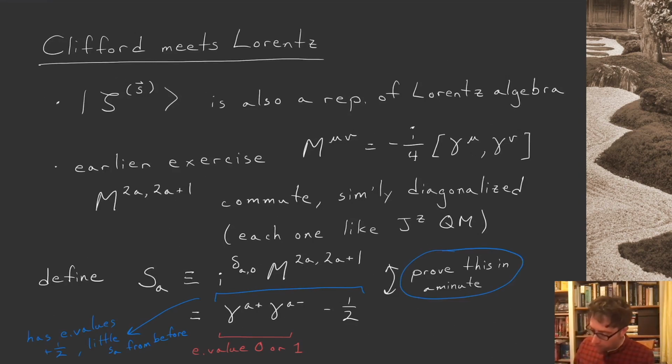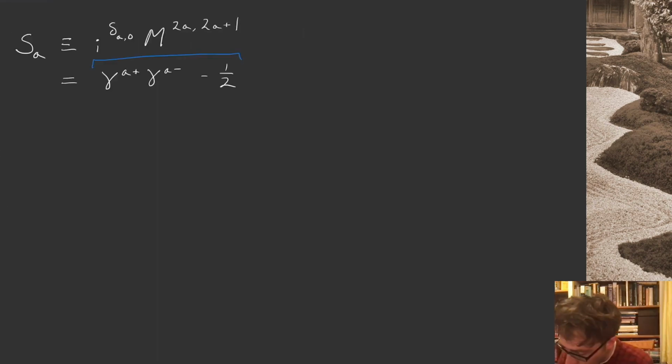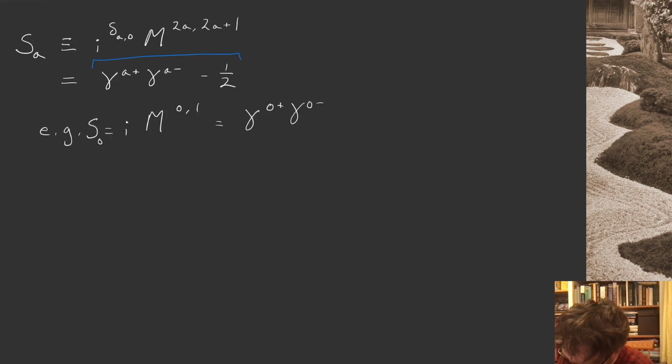Let's try and prove it. So let's copy this onto the next page so we see what the target is and get started with that. So here's our operator. Let's just look at one, and I'll let you do the rest yourself. So let's look at i M01, which is S_0. So if we write that out, that's supposed to be gamma_0 plus, gamma_0 minus, minus a half. It's supposed to be this, but is it?